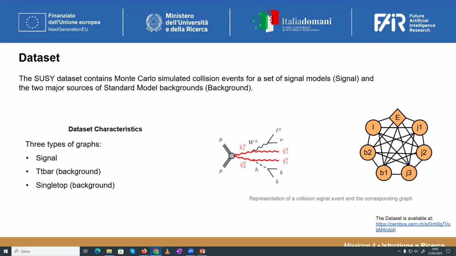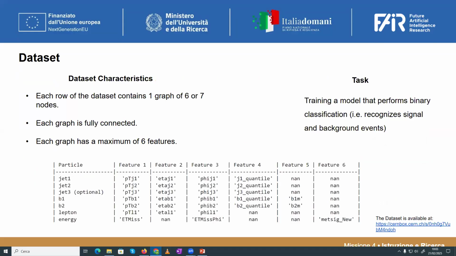We have two different types of background because they came from two different types of physical processes, but both came from the standard model, and so we treat them as background. And the task is to perform binary classification. So basically, it's very simple. We have to reconstruct the type of the initial events, and the two types of events that we take into account are signal and background. We construct the graph with a very simple structure.